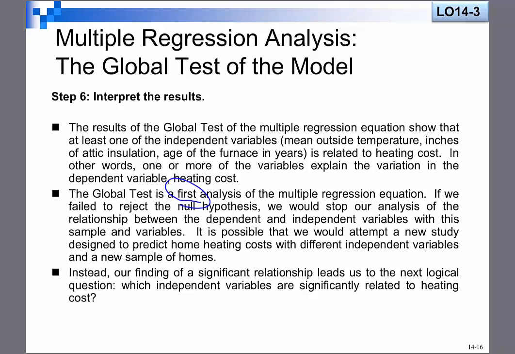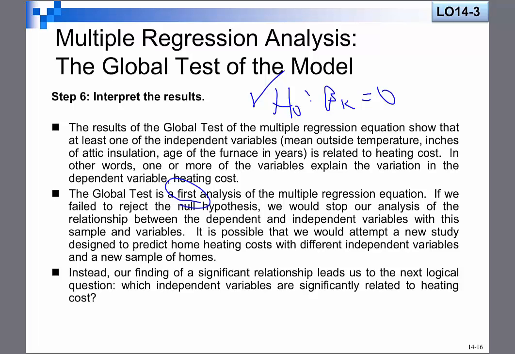We're just getting started with the multiple regression equation. If we fail to reject the null hypothesis, we would stop our analysis of the relationship between the dependent and independent variables with this sample and variables. So what we're saying is, if H0, that's all the betas, let me just put Bk, are equal to zero, all the betas are equal to zero, and we can't reject that, effectively we're done, right? If we fail to reject the null hypothesis, meaning we do not reject H0, we would stop our analysis with this sample and variables, because all we can say is they're equal to zero. We can't go any further.